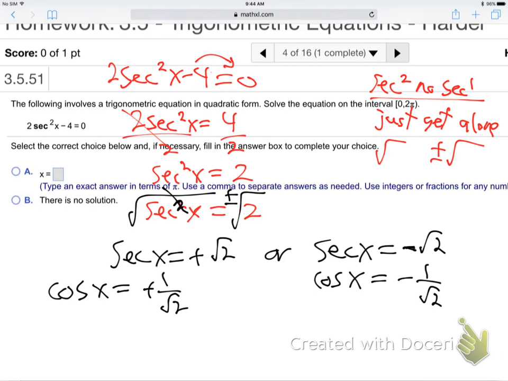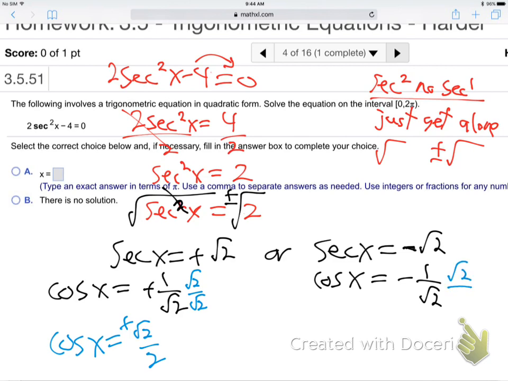Good so far? Now, that looks weird. But remember how we fix it? We never leave a root on the bottom. So fix that, and multiply top and bottom by root 2. And what is that? Root 2 over 2. That's the medium. Now it's looking normal.